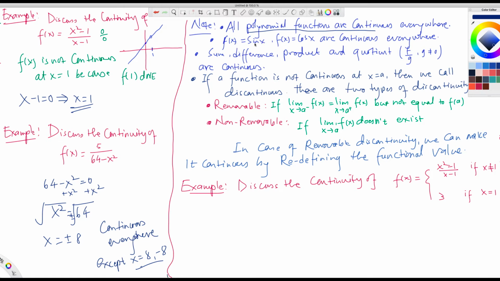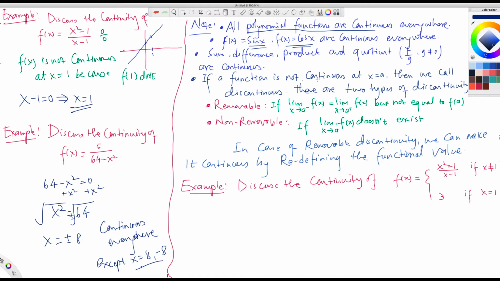Some trig functions, for example f(x) equals sine x, f(x) equals cosine x, are continuous everywhere, but f(x) equals tangent x is not continuous, okay, because f(x) equals tangent x is infinity at pi over 2, negative pi over 2, 3 pi over 2, negative 3 pi over 2, and so on, okay. So all the trig functions except the sine functions and cosine functions are not continuous everywhere, okay.